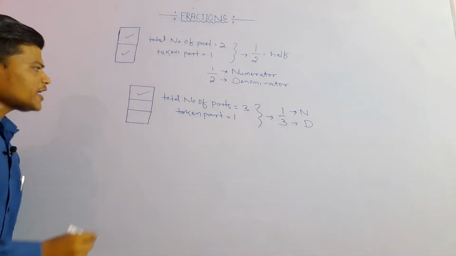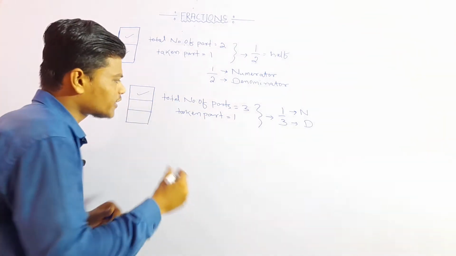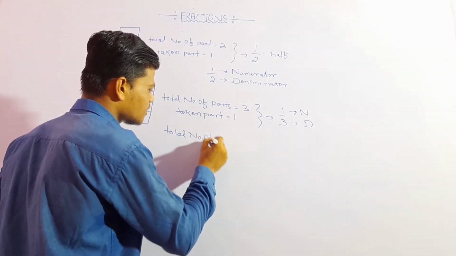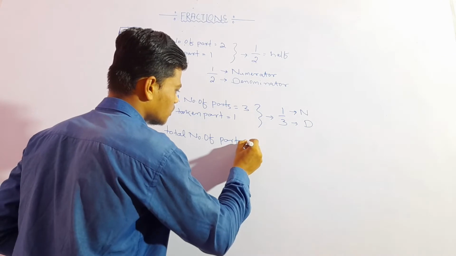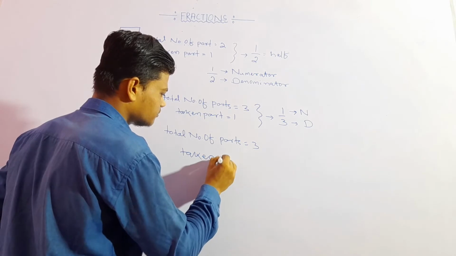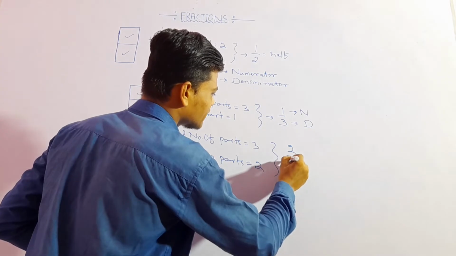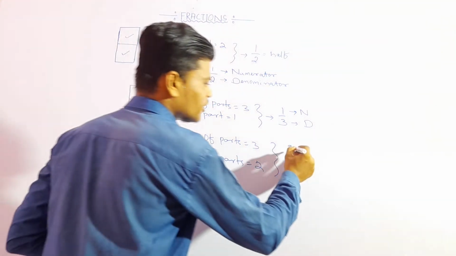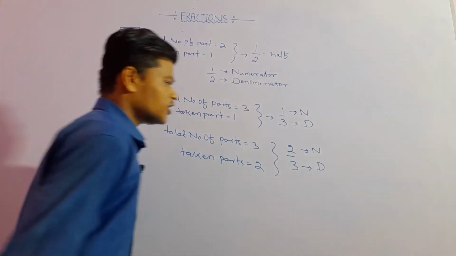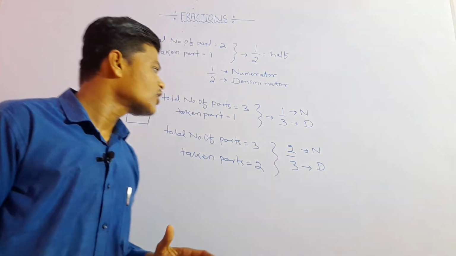Simply, if you have taken two parts out of 3 equal parts of a whole thing, the total number of parts is equal to 3, and since you have taken two parts, the fraction will be 2 by 3, where the numerator is 2 and the denominator is 3. So the denominator means the total number of divisions or parts of a whole thing.